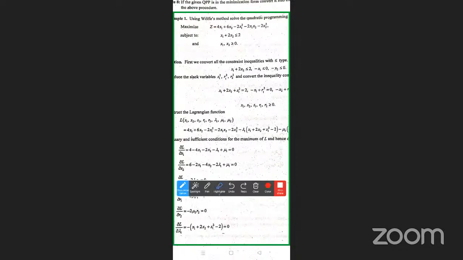Is that clear? First we have to convert inequalities into equalities. We are getting 3 equations. Next, we can construct the Lagrange's equation. Lagrange's equation consists of the objective function plus the constraints and non-negative variables, and differentiate L with respect to each and every variable, that is x1, x2, s1, r1, r2, lambda 1, mu1, mu2.